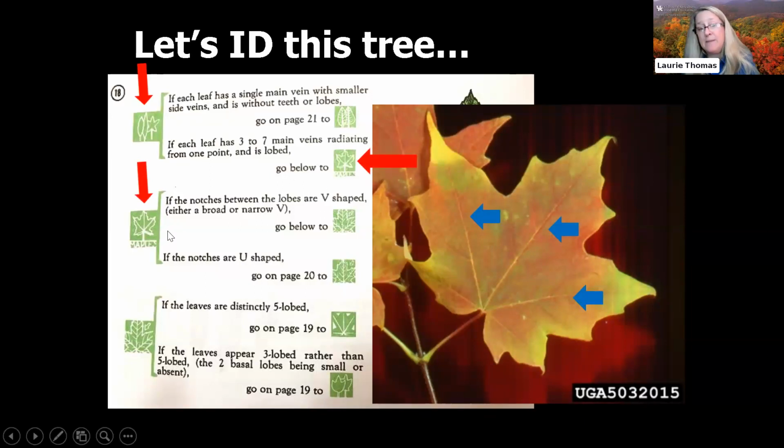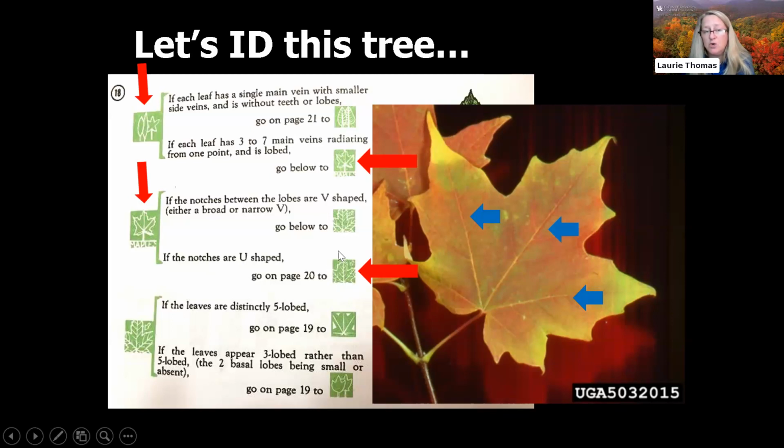Now we've got to figure out what kind of maple this is. So, if the notches between the lobes are V-shaped, and that's going to be pretty sharply V-shaped, or if the notches are U-shaped. And this is where it's important that you look at multiple leaves, because this top one, to me, doesn't look V-shaped, it looks U-shaped. And this one definitely over here on the right looks U-shaped, as does this one down here. But at a quick glance, you might go, oh yeah, that looks V-shaped. So that's why you want to look at multiple leaves, not just one quick glance. But we do have U-shaped notches, or as I referred to them before, sinuses between the lobes.